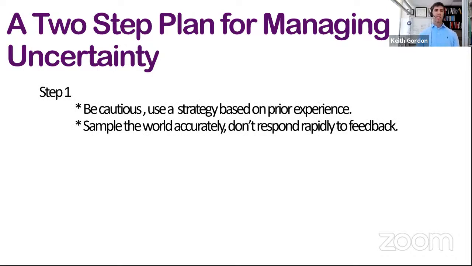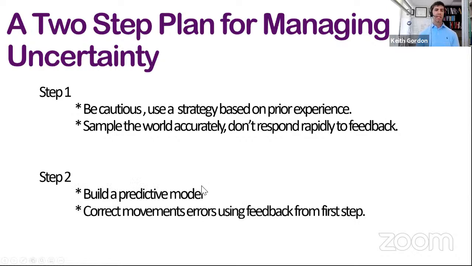During the first step of the task, the perturbation group selected a foot placement based on prior experience. They also did not modulate their foot placement during this first step in response to feedback. This strategy may have enhanced their ability to accurately sample the world and correctly identify sources of movement errors. Then on the second step, they used a combination of an internal model and sensory information gathered from the first step to execute and correct their movement, bring themselves to the target.